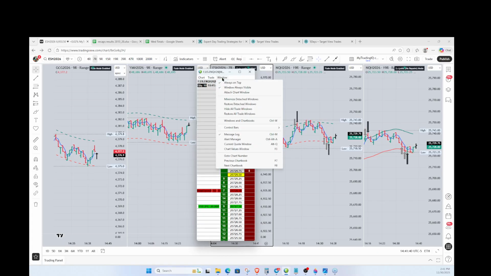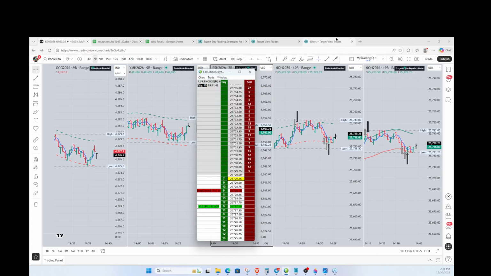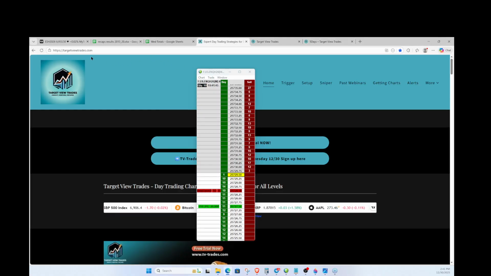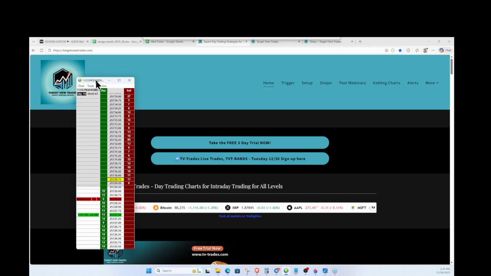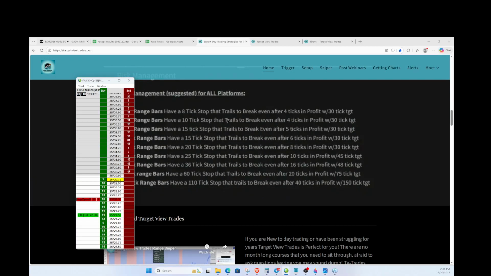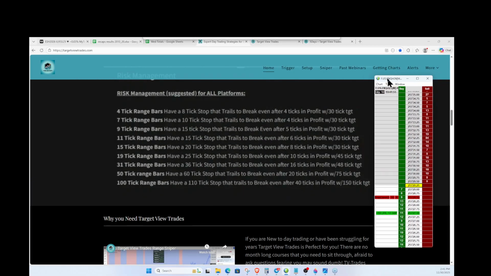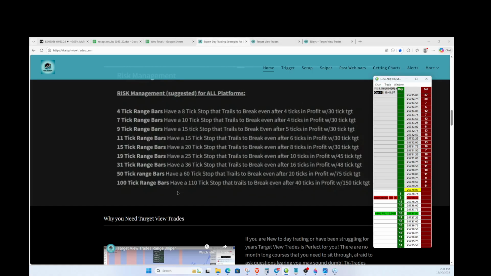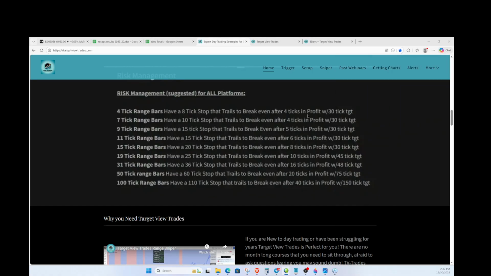The place that I have all this stuff is targetviewtrades.com. If you go here, on the home page, I have it right here. These are my settings for the different size range bars. I don't do it by market. We ended up with 4 ticks on that NQ trade. I do it by the range bar size. Like a 19 range has a 25 tick stop, trails to break even after 10 ticks with a 45 tick target. That's the way I do it with the 19 range, and that's what you just saw there with that 19 range NQ.